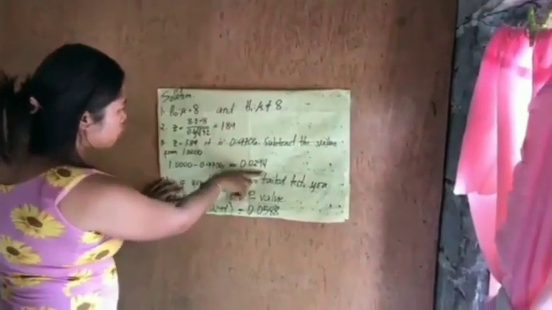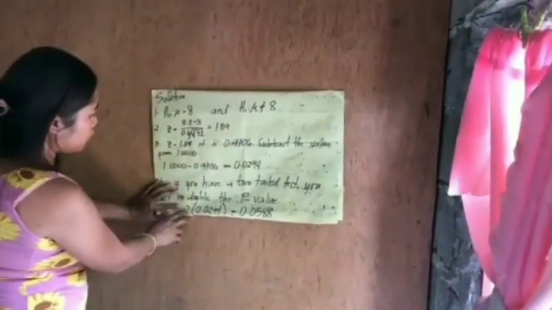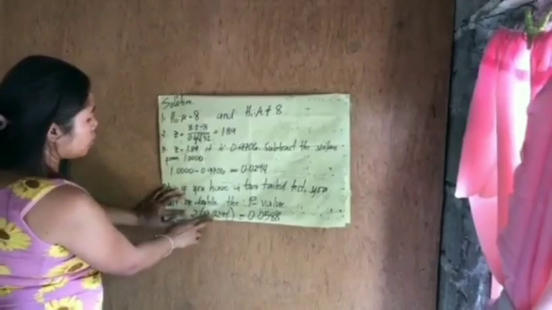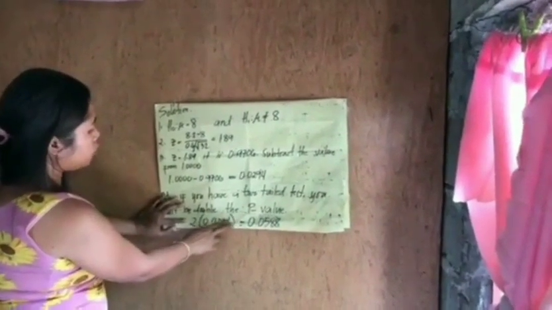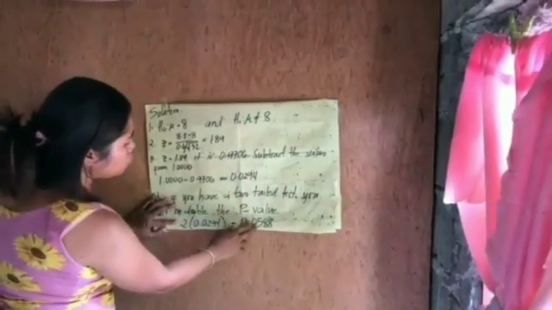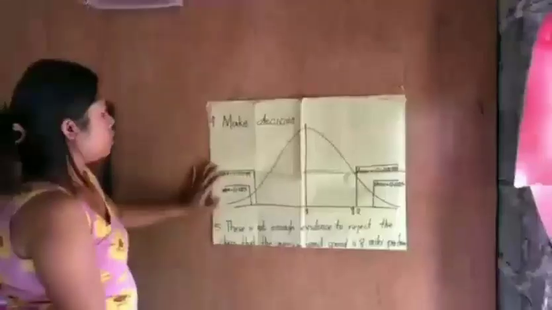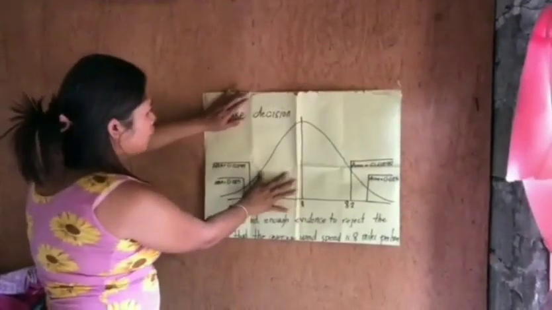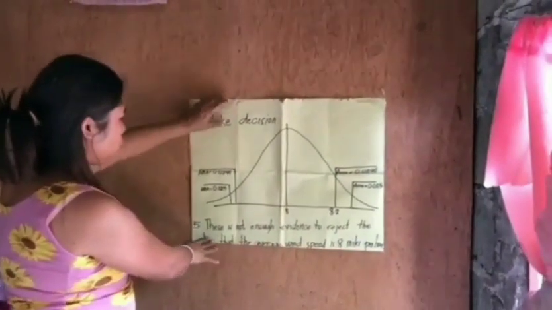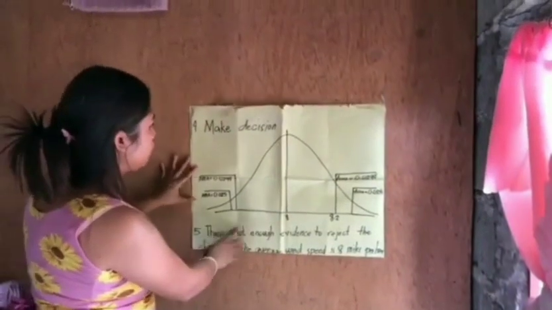So i-times nato atong value. I-times sa 2 times 0.0294 is equal 0.0588. So making decision nara ang pattern aron mabalan nato kung reject pa atong pattern or dili.